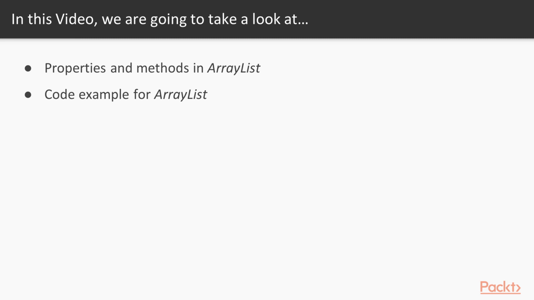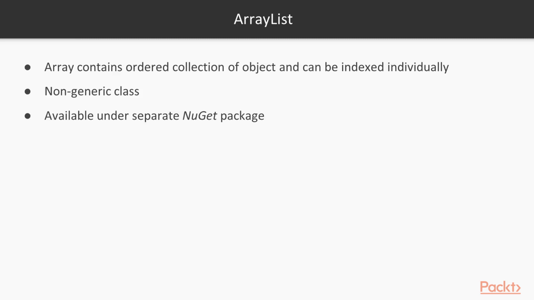In this video, we're going to take a look at properties and methods in ArrayList. We will also see a code example for ArrayList. As it is an array, it contains an ordered collection of an object and can be indexed individually. As this is a non-generic class, it is available under a separate NuGet package from System Collections Non-Generic.